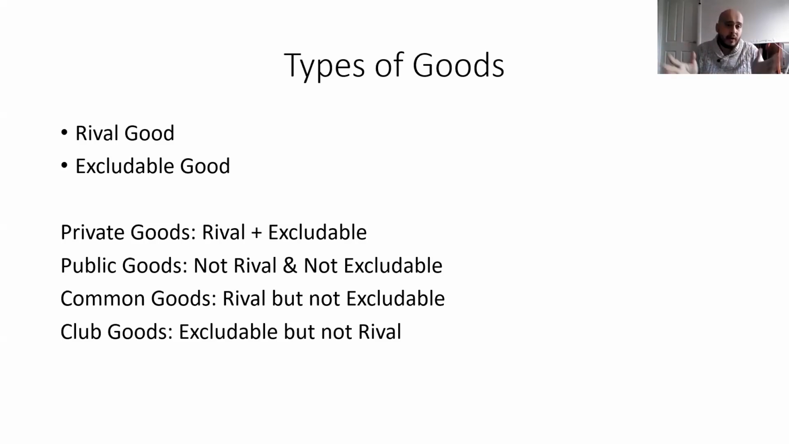And so now what is being rival and what is being excludable. Based on those, we have these 4 types of main goods that you need to know. So private goods are both rival and excludable. Public goods are not rival, not excludable. Common goods are rival, so you got to compete for them, but they're not excludable. Okay, and club goods are excludable, so there could be terms and conditions, or you may have to pay for them, but they are not rival, so you can get them anytime. You don't have to compete for them.